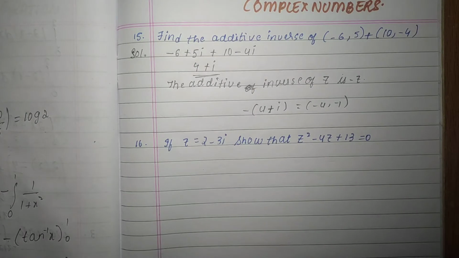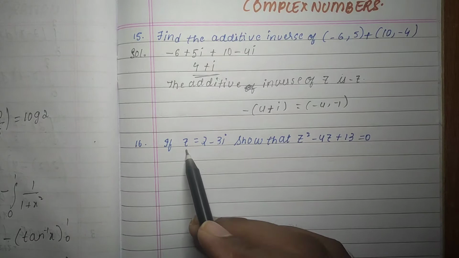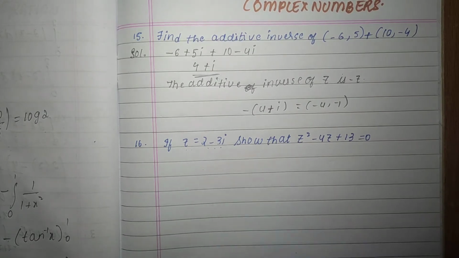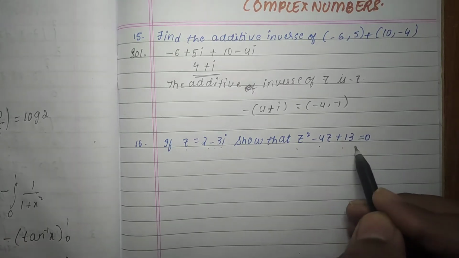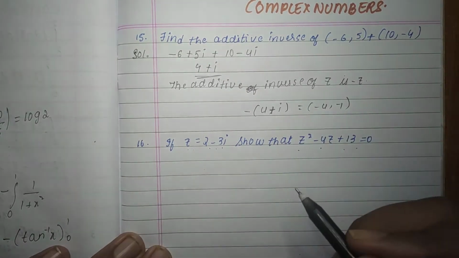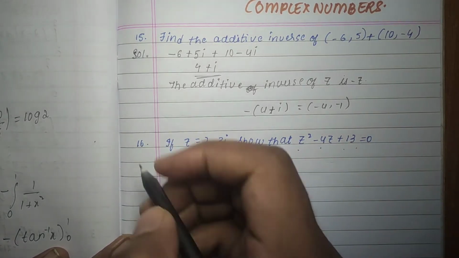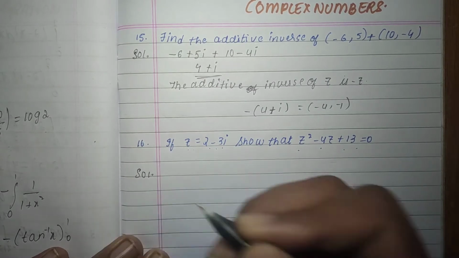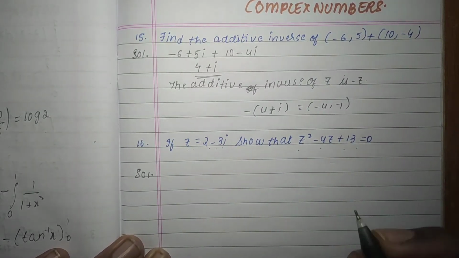I hope you have understood the previous sum. So let's go to the next sum, which is given that if z is equals to 2 minus 3i, then show that z square minus 4z plus 13 equals to 0. So this sum can be solved in two methods. Two methods I will be explaining. According to your feasibility, you can solve in any of the two methods.